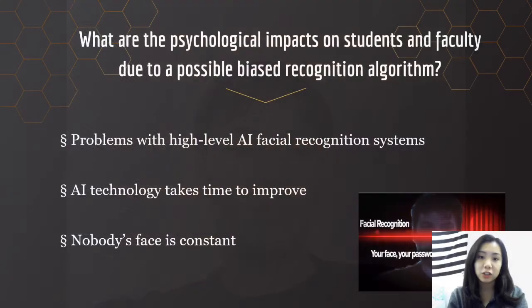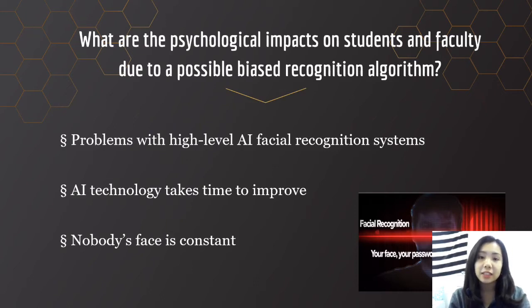A question raised concerning the way humans will interact with this 3D facial recognition is: what are the psychological impacts on students and faculty due to a possibly biased facial recognition algorithm? This question is particularly important because there have been many mistakes big companies have made with high-level AI facial recognition systems due to gender biases and racism.